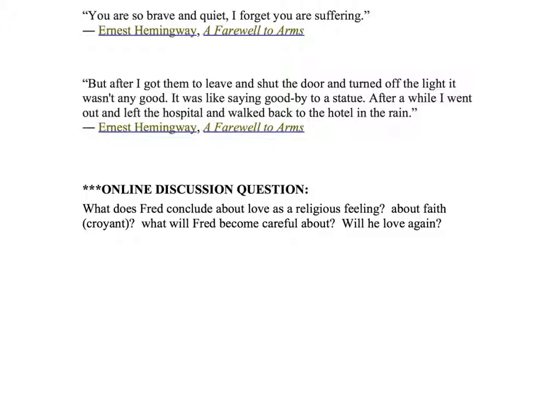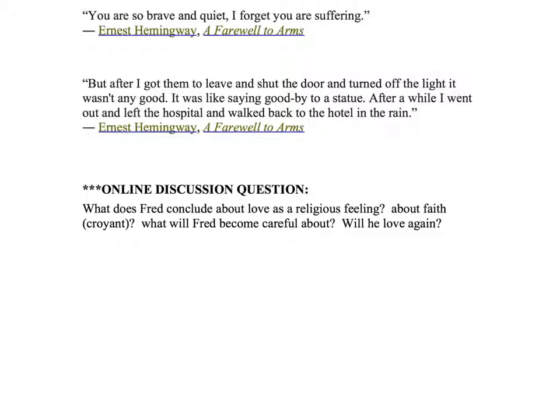But here's the final quote. "But after I got them to leave, that is the nurses and the doctor, and shut the door and turned off the light, it wasn't any good. It was like saying goodbye to a statue. After a while I went out and left the hospital and walked back to the hotel in the rain."